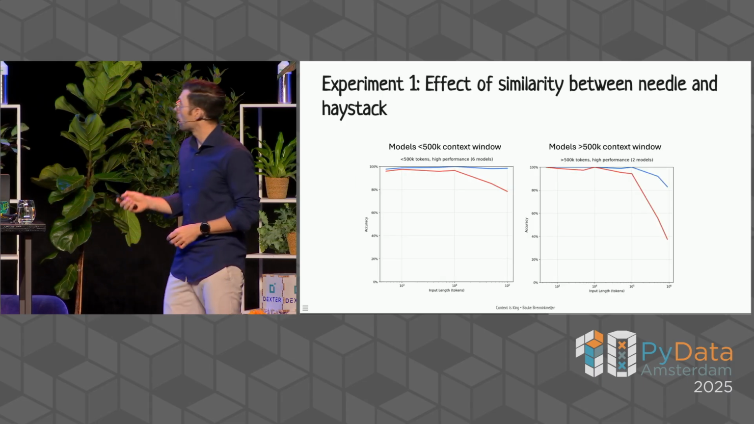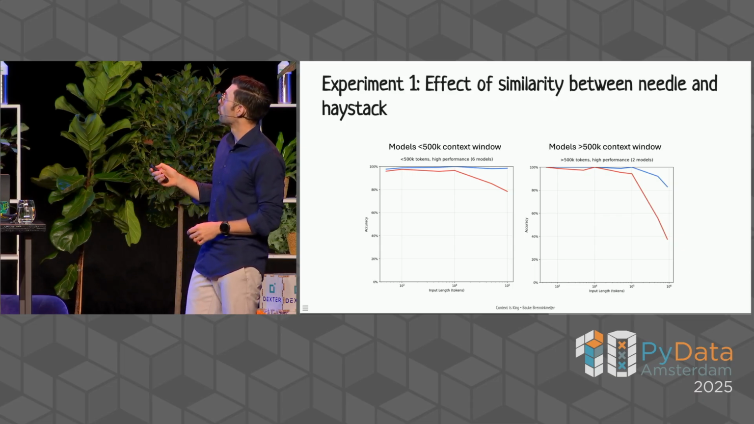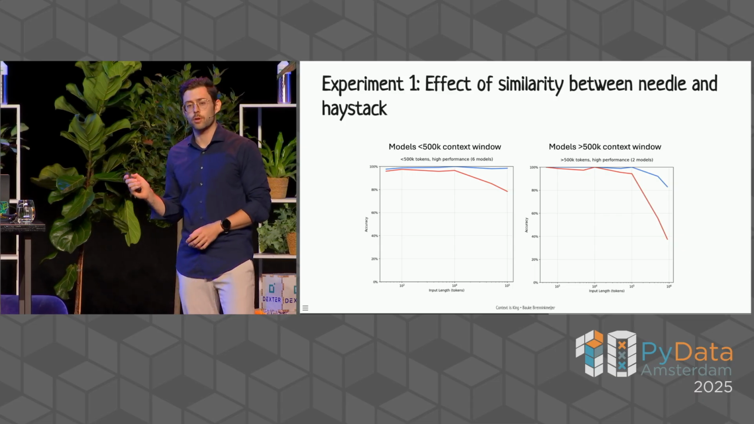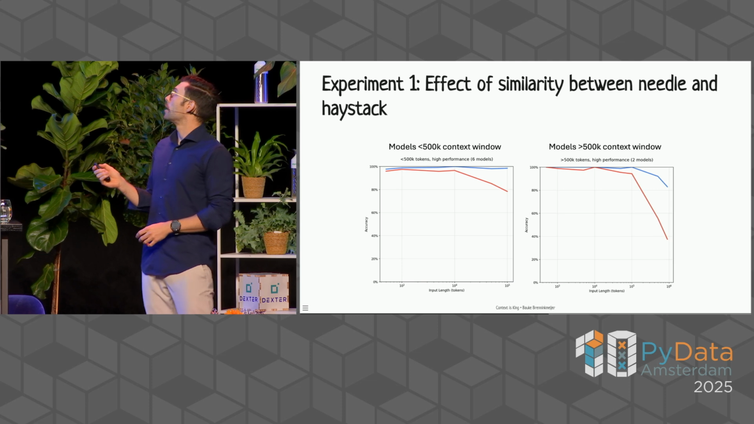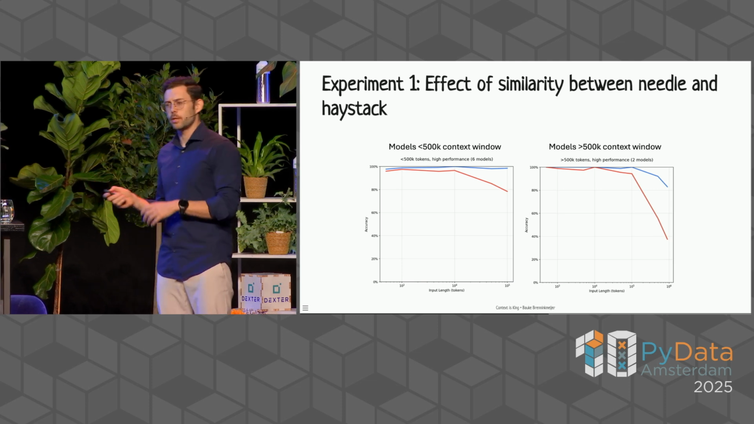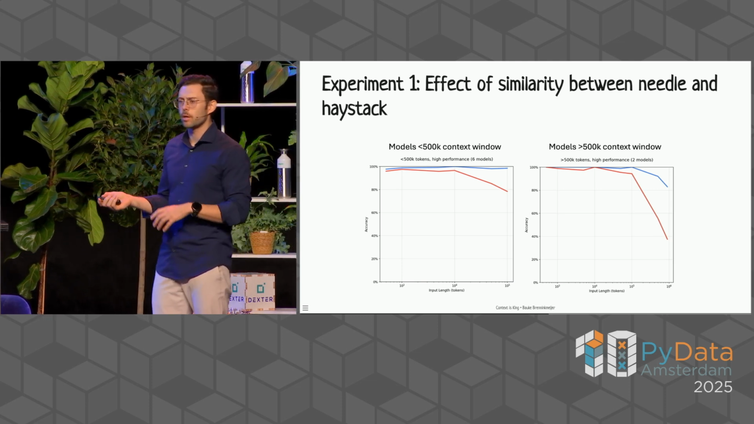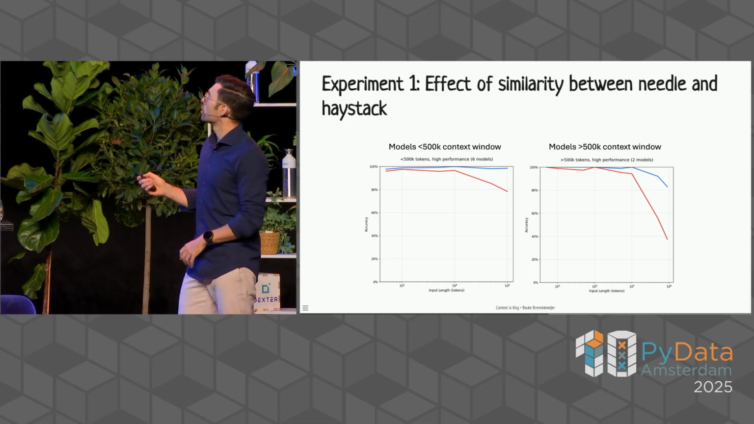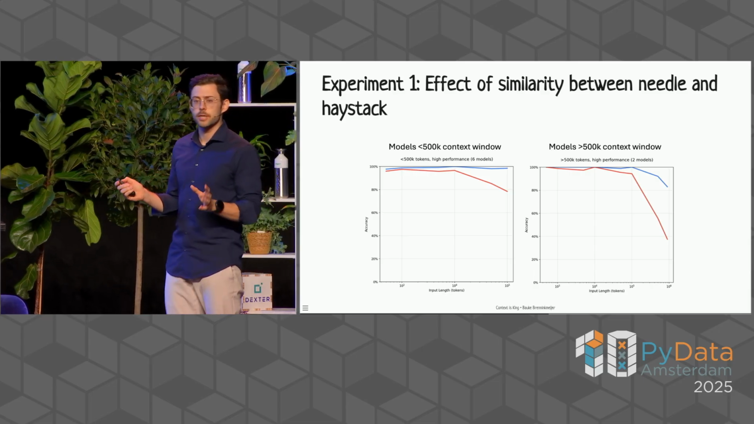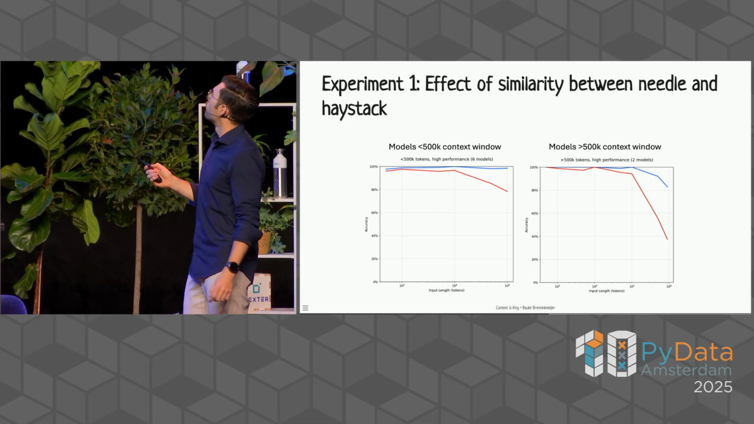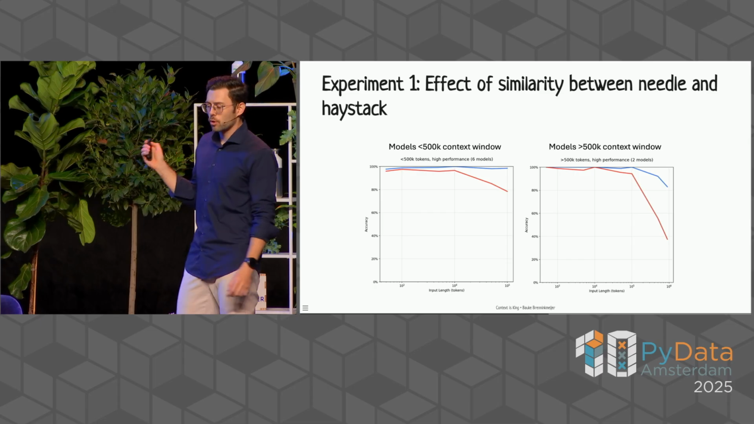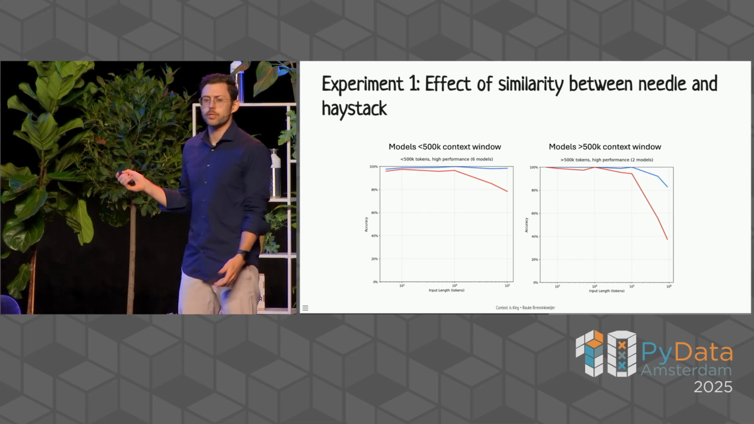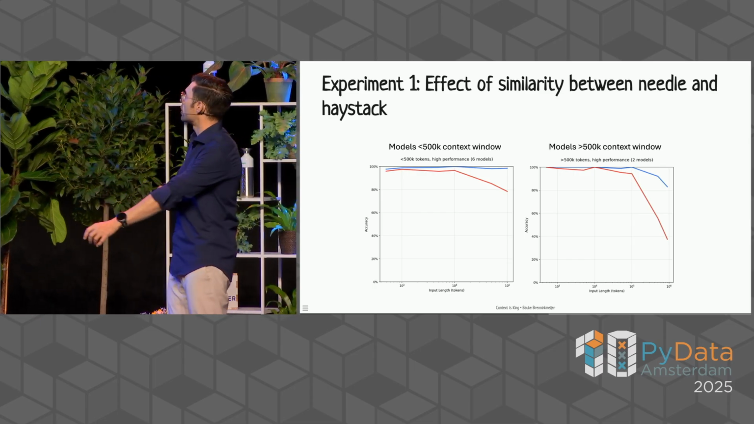The chart shows on the left side models that have a context window less than 500K and are high performing. They split up all the models in high, medium, and low. I'm just showing you high because this is already not great and the rest is just worse. And this one is the models that go above 500K, which is just the Google models in this report.